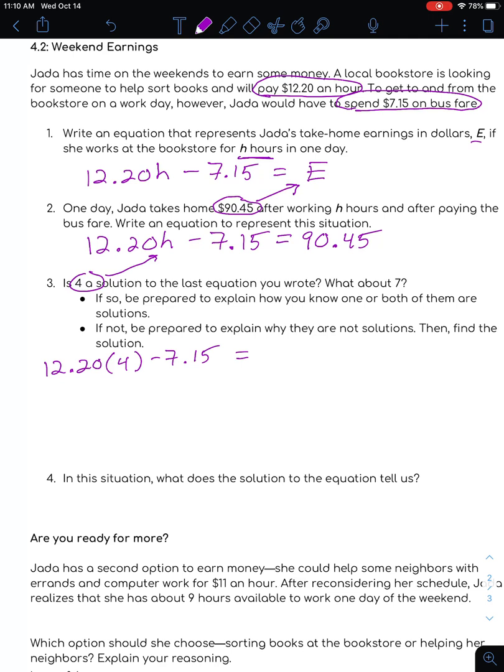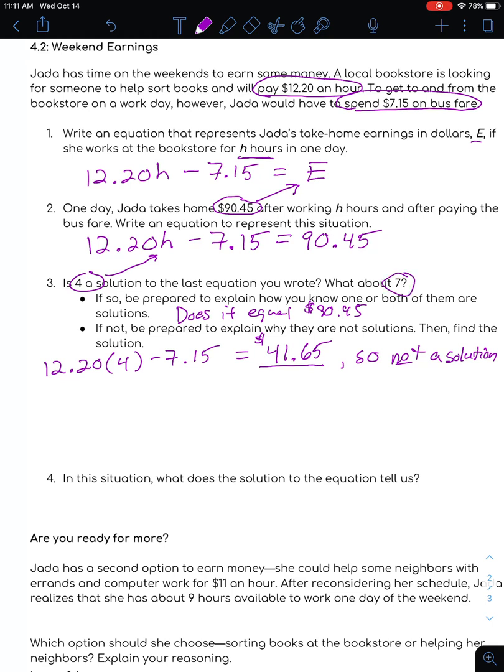Right? Does it come out to $90.45? So maybe I'll write that up here. Does it equal $90.45? So if we put that into our calculator, maybe 12.20 times 4 minus $7.15, we get $41.65. So not a solution. Remember, we were looking for $90.45, not $41.65.